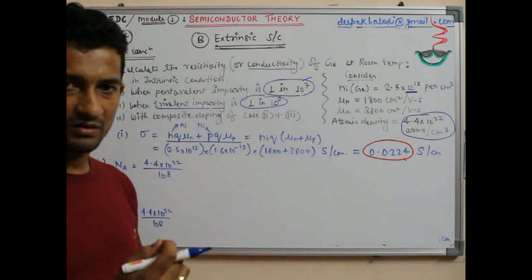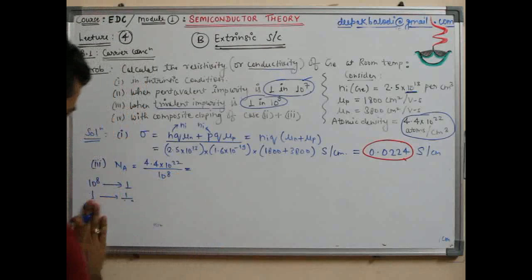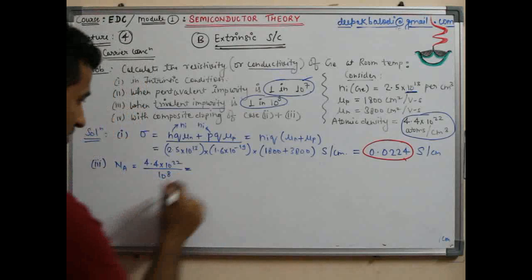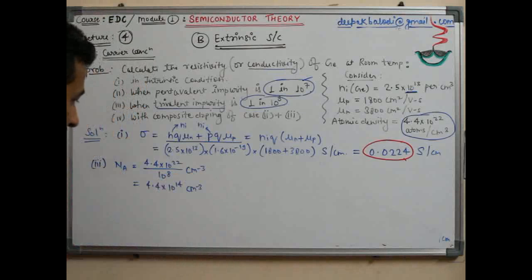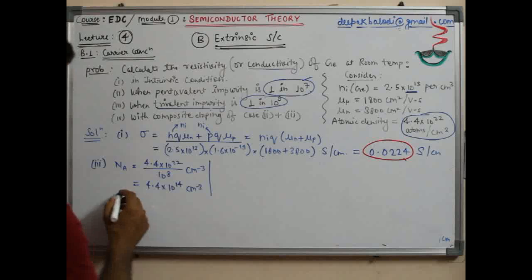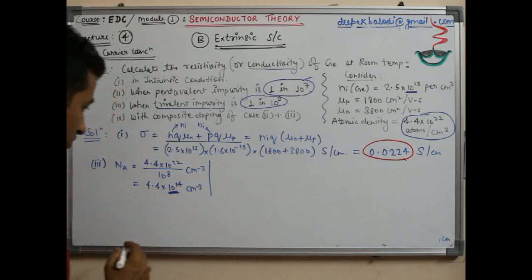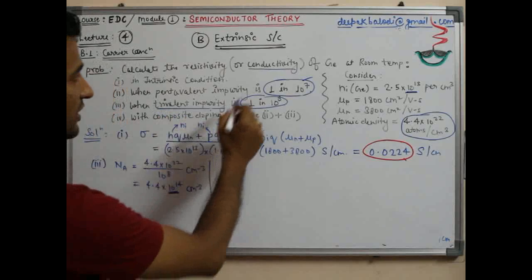So here it is a bit lower, only 1 order lower. So here it comes. Okay, so now Na is calculated and everything else will remain the same. This is because it is 10 to the power 14 this time. So again we have to calculate the conductivity.